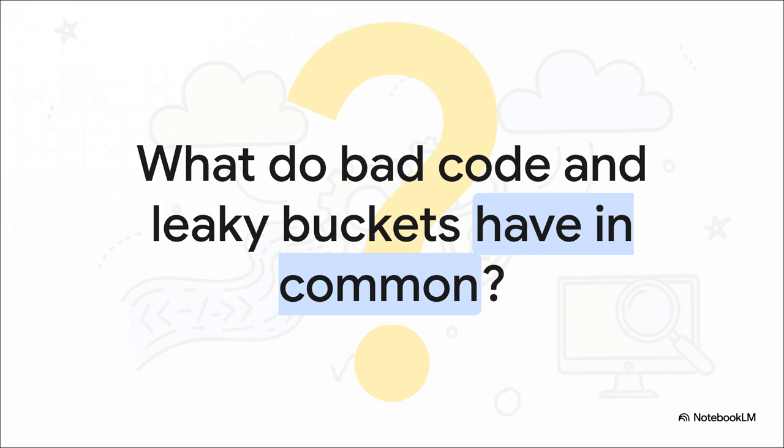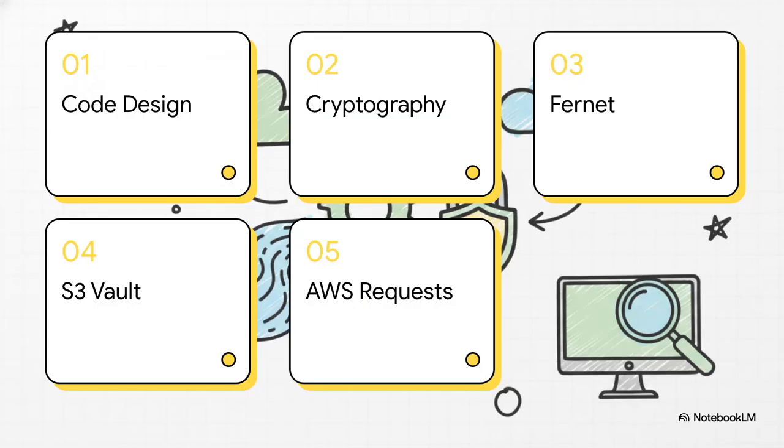As we'll see today, security isn't just about throwing up a firewall. It's a continuous chain of decisions. A single weak link, whether that's how you define a simple variable or how you configure a massive data storage system, can literally bring the whole fortress crashing down. So, to build our secure fortress from the ground up, we're going to hit 5 key areas. First up, code design. Then we'll tackle cryptography, Fernet, securing your S3 vault, and finally, authenticating AWS requests.